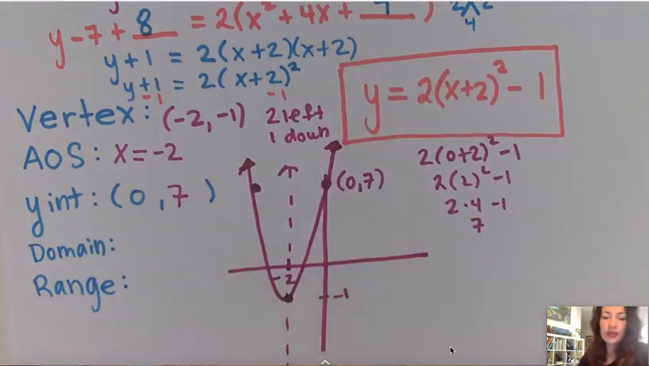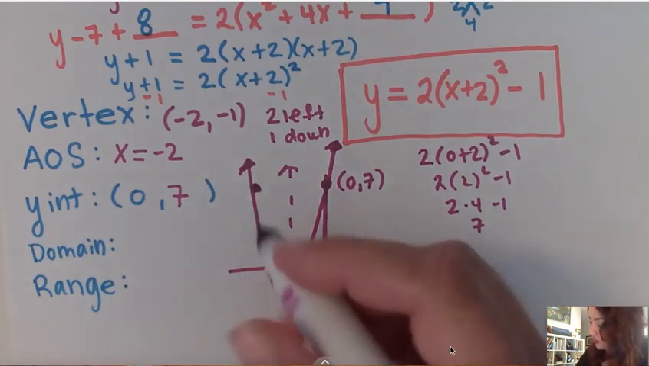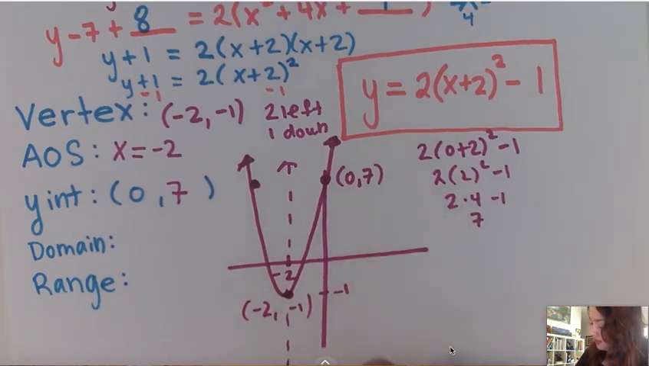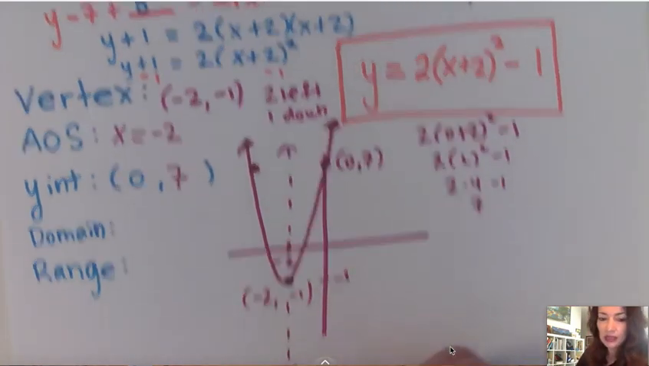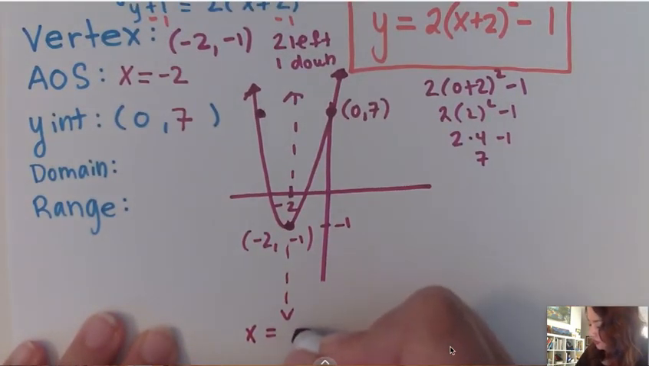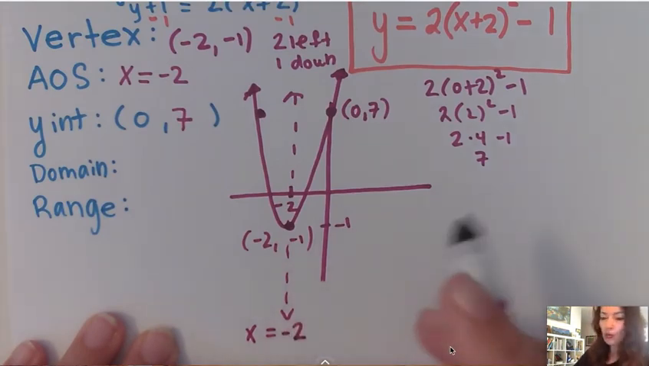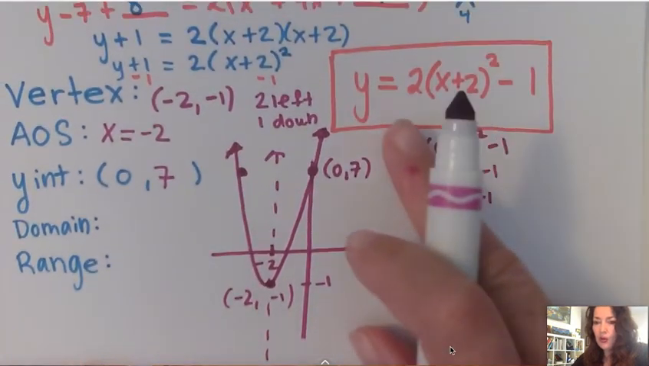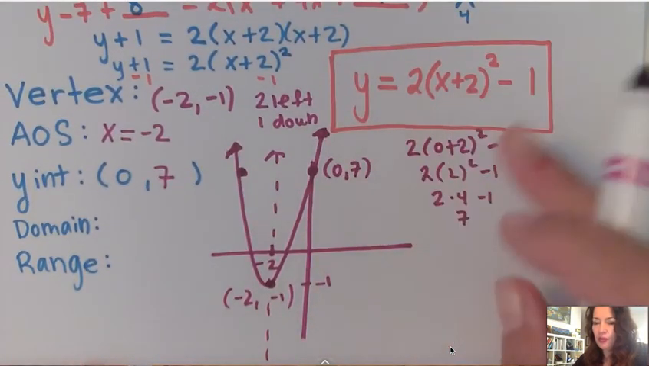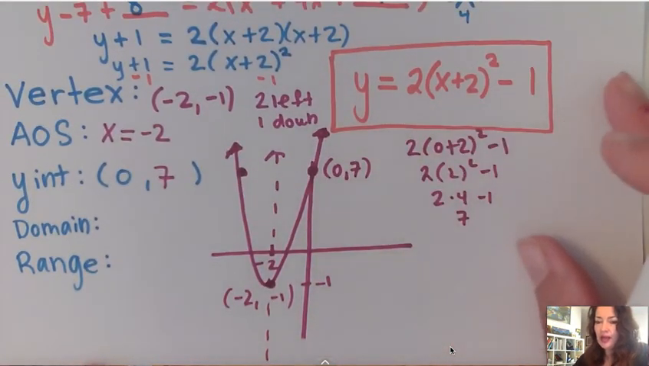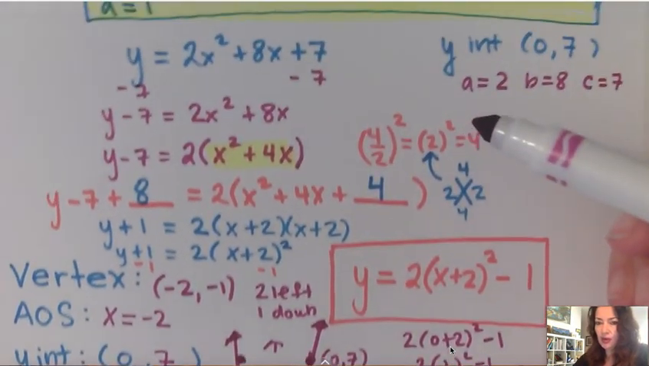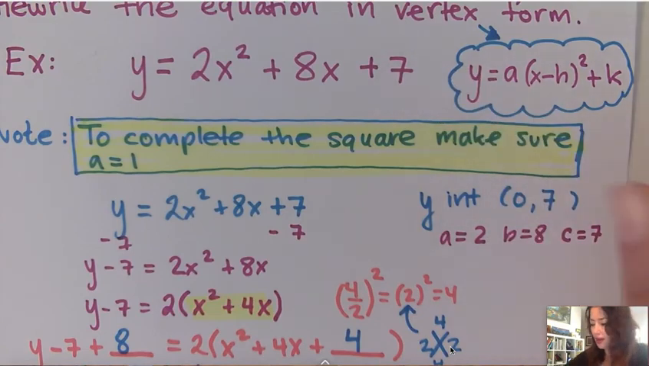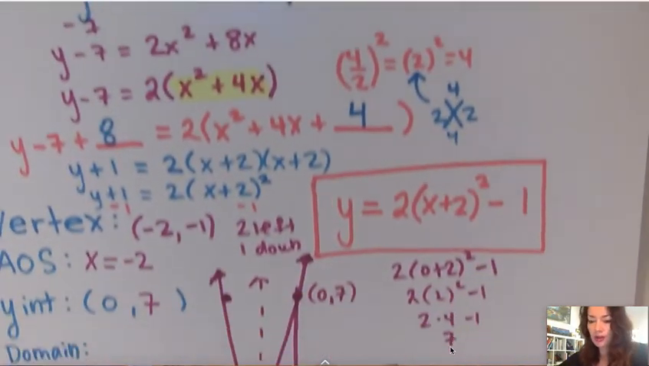But as a quick sketch, we have that the vertex is (-2, -1). The axis of symmetry is x equals -2. Our y-intercept is at (0, 7). Our equation in vertex form, where we could see the vertex, and our standard form, which we switched, matches our y-intercept, (0, 7).